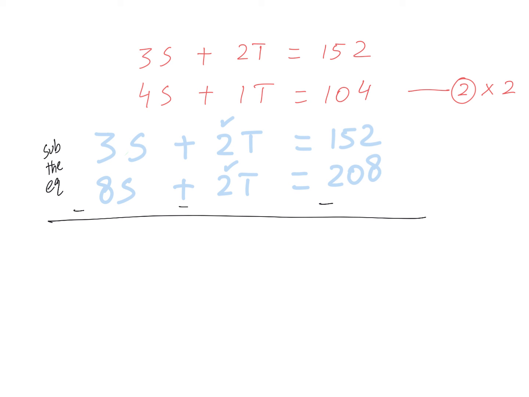So 3s minus 8s will become negative 5s. This will cancel off because now you've got 2t plus minus 2t. And then you've got 152 minus 208. Let's just get that answer really quick. So which would be negative 56. And then you've got an equation in terms of s. You can easily divide negative 5 on both sides. So you get s as 11.2.